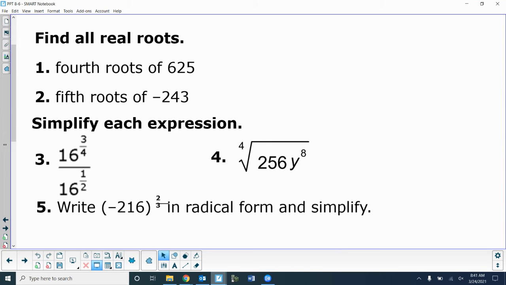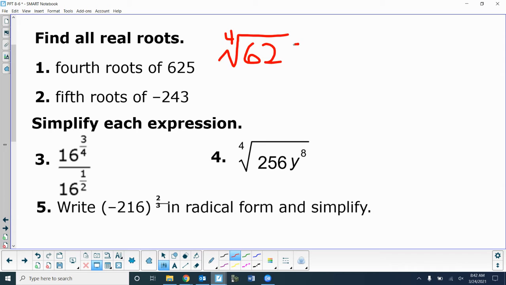All right, so what's the fourth root of 625? 5. 5, right? Do we know how to write that? In radical form, it would look like this, right?